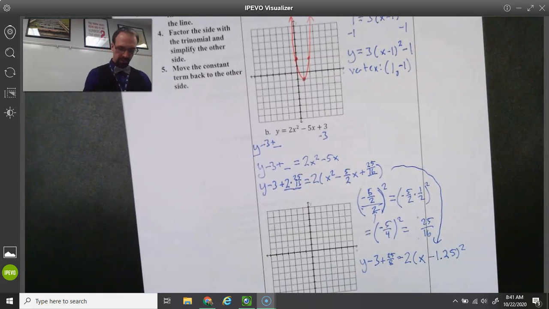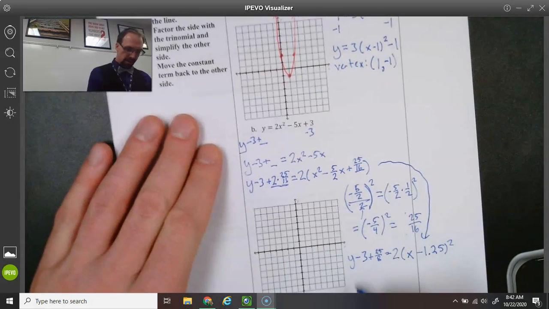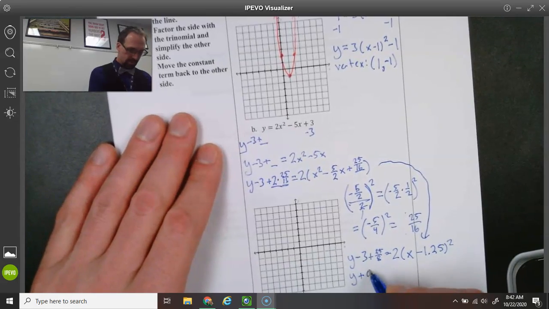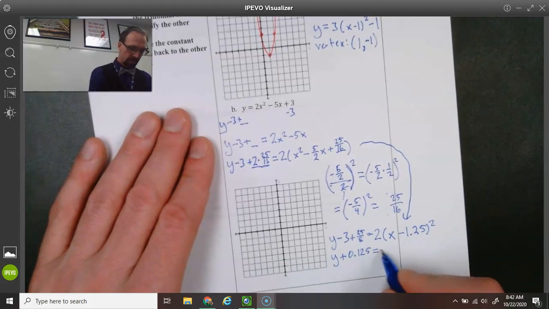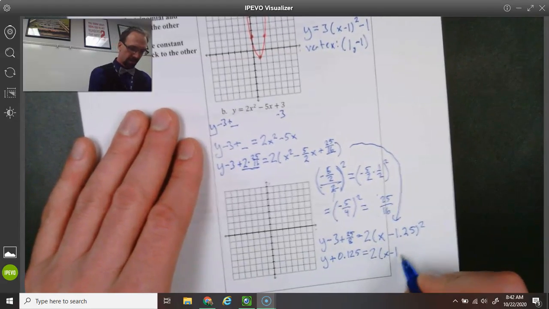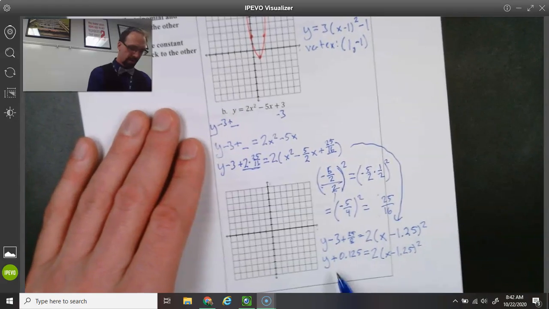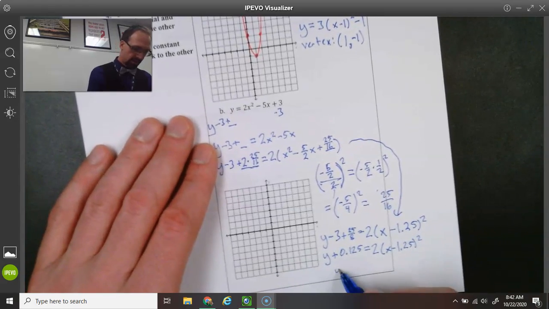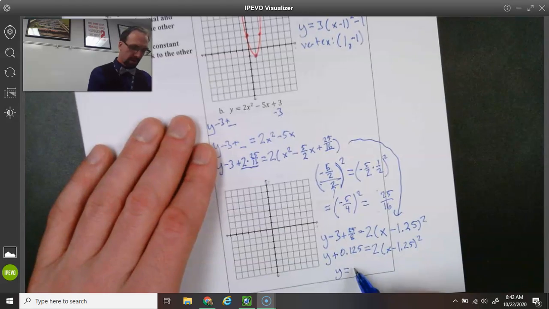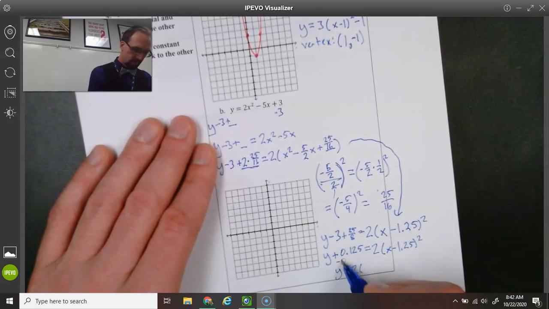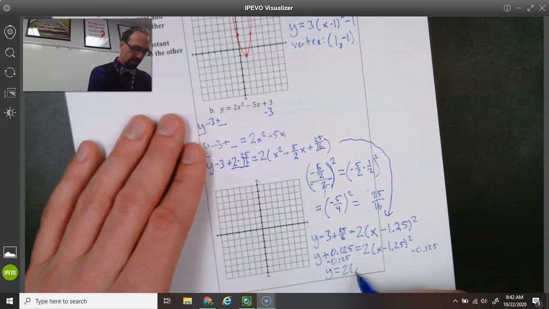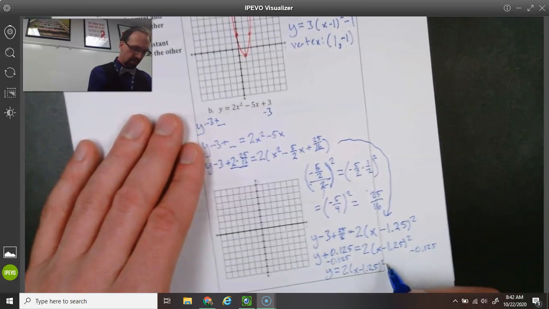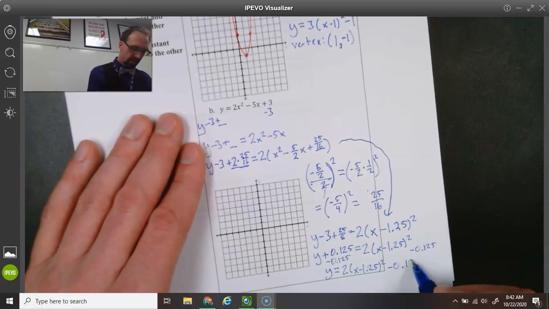So 25 divided by 8 gives me 3.125. So that's going to be y plus 0.125 is equal to 2 times x minus 1.25 quantity squared. Subtract 1.25 from both sides. You get y equals 2 times x minus 1.25 quantity squared minus 0.125.